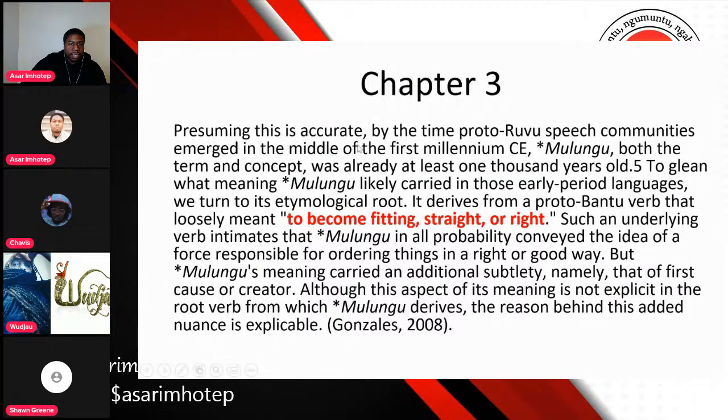She's going to say, presuming this is accurate, by the time Proto-Ruvu, which is, of course, a language family, and it gave birth to some other variants of the Bantu languages in East Africa, so the Ruvu speech communities emerged in the middle of the first millennium CE, Mulungu, both the term and concept, was already at least 1,000 years old. To glean what meaning Mulungu likely carried in those earlier period languages, return to its etymological root. It derives from a Proto-Bantu verb that loosely meant to become fitting, straight, or right.